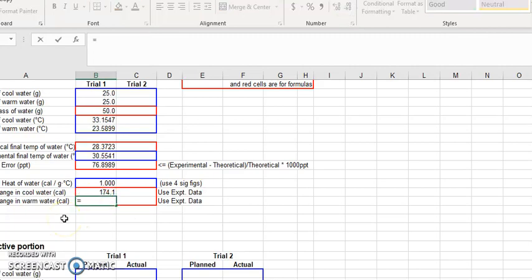And then finally, for heat change in warm water, it is mass times specific heat times change in temperature. This is an exothermic process. It is releasing heat. And the way that we show that mathematically is by having a negative sign. So your answer will be negative, and that is okay.